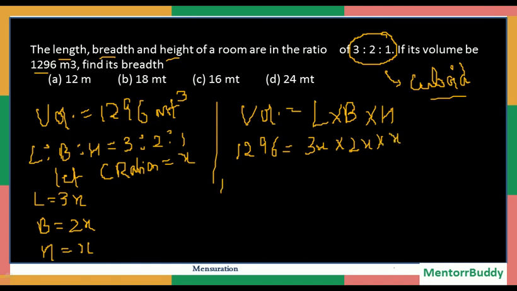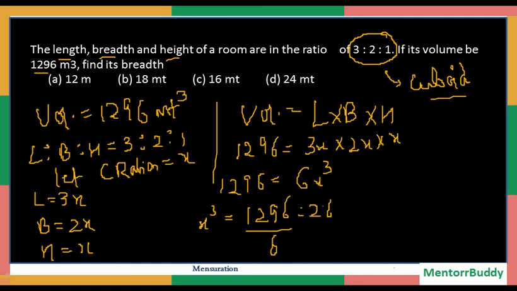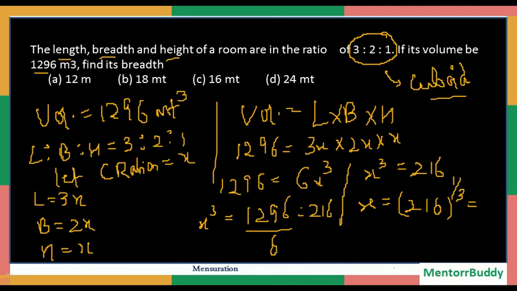Solving this further, it can be written as 1296 is equal to 6x cube. So definitely x cube will be equal to 1296 by 6, which is 216. So we end up with x cube as 216. To figure out the value of x, it is 216 to the power 1 by 3, that is the cube root, which is equal to 6. So we are getting the value of x as 6.